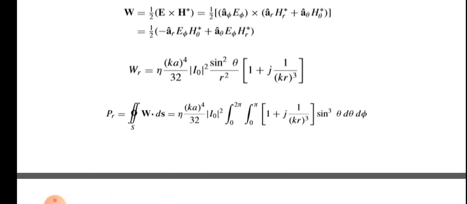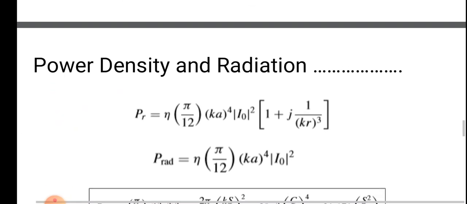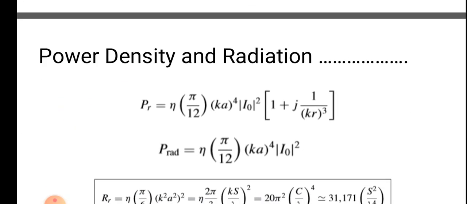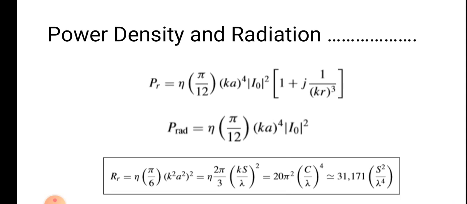From power density, we can use the divergence theorem to find out power. So it is W dot ds, an integration over the entire surface, over the entire spherical surface, you can say. Finally the power is eta times pi/12, times (Ka) raised to 4, times I0 square.